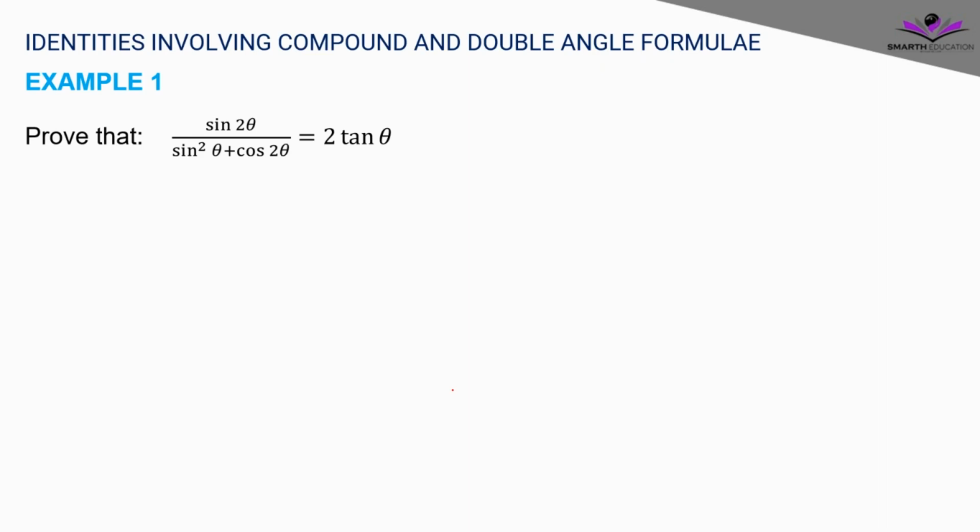Okay, right. Let's start. We want to prove that sine 2 theta divided by sine squared theta plus cos 2 theta is equal to 2 tan theta. So the best thing here is to split these two. We have the left-hand side and the right-hand side. Now we don't know that they are equal, but we just want to prove them.